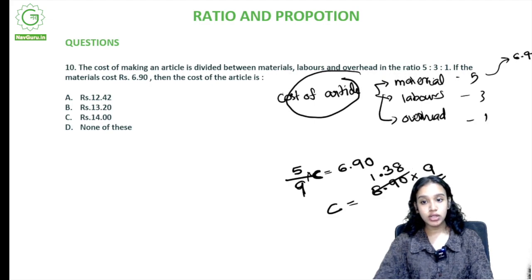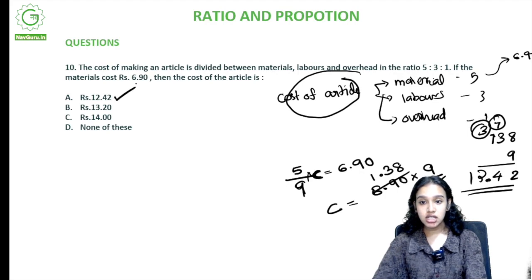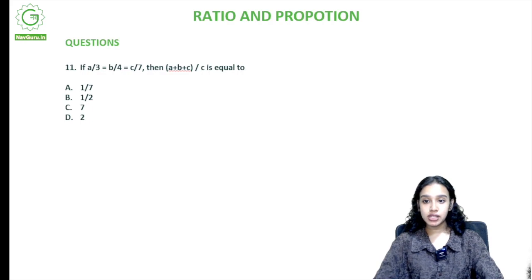1 5s are 5, 1.38, 3 5s are 15, then we have 1.38 into 9. So what is 1.38 into 9? We will do 138 into 9, 9 8s are 72, 7, 9 3s are 27, 27 plus 7 is 34, 3, 9 1s are 9, 10, 11, 12. And we have 2 decimal places. So the cost is 12.42. Let's move on to the next question.